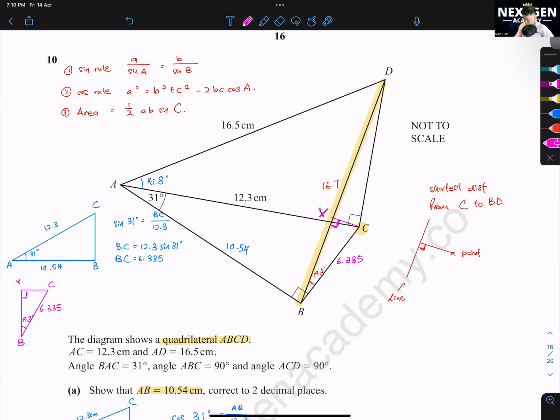Okay, can I find CX? CX will be sine 19.3 equals to CX over 6.335. Okay, CX will be equals to 6.335 multiply sine 19.3 degrees, which is equals to 2.09.